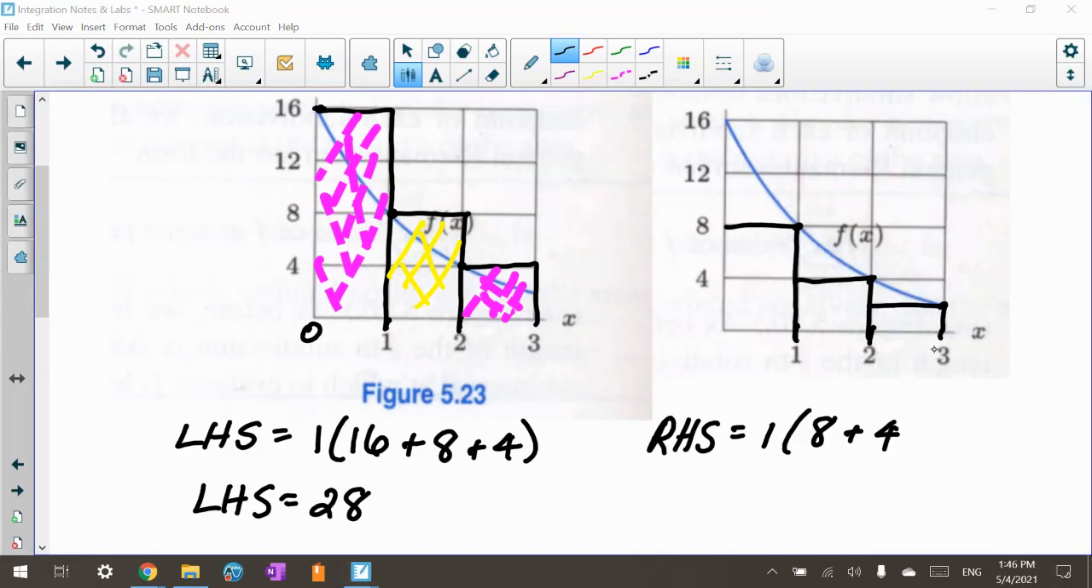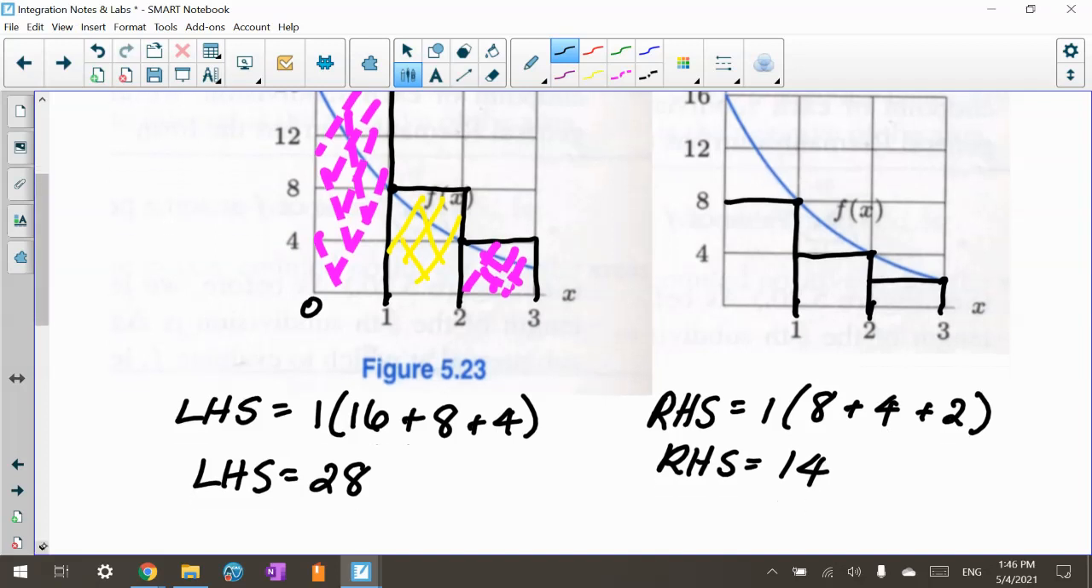Whoops. And right here it looks like maybe 2. Okay. So now my right-hand sum is going to equal 8 plus 4 is 12, plus 2 is 14.